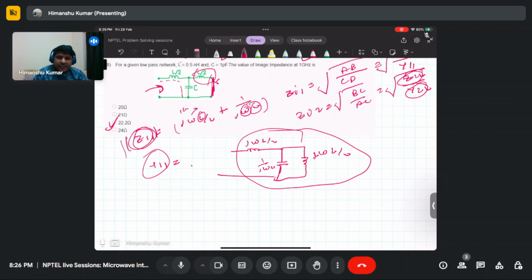Once you take the mod, then j will also go, or j will become common, because these are all RLC components only. j will always come common. Once you take the ratio, then that will get cancelled out, right?